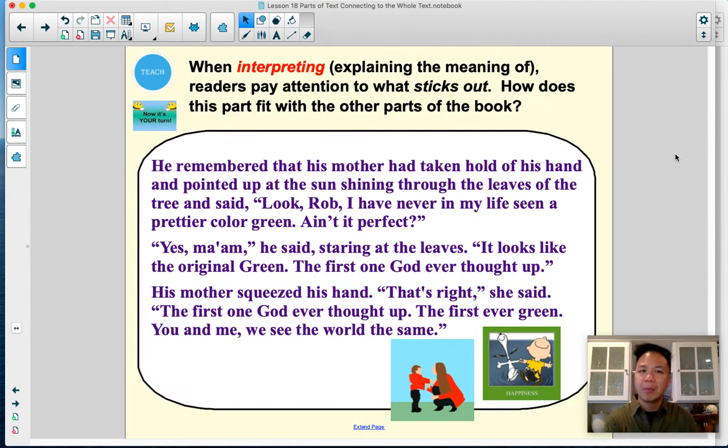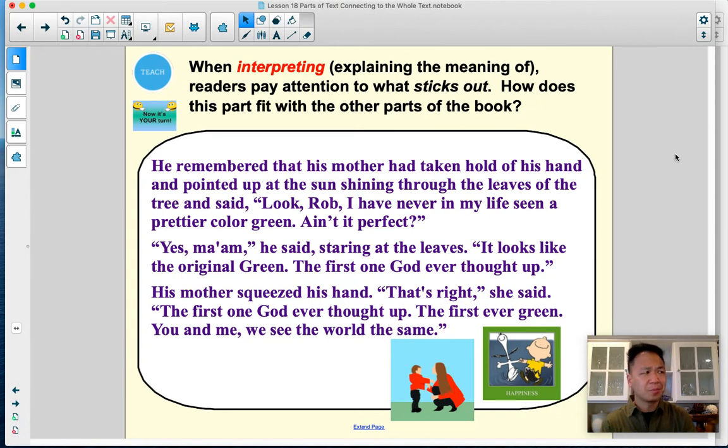I'll read it to you. He remembered that his mother had taken hold of his hand and pointed up at the sun shining through the leaves of the tree and said, "Look, Rob, I have never in my life seen a prettier color green. Ain't it perfect?" "Yes, ma'am," he said, staring at the leaves. "It looks like the original green, the first one God ever thought up." His mother squeezed his hand. "That's right," she said, "the first one God ever thought up. The first ever green. You and me, we see the world the same."